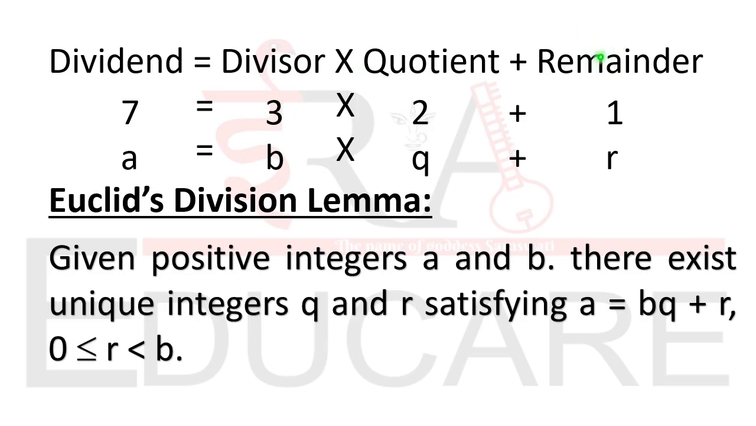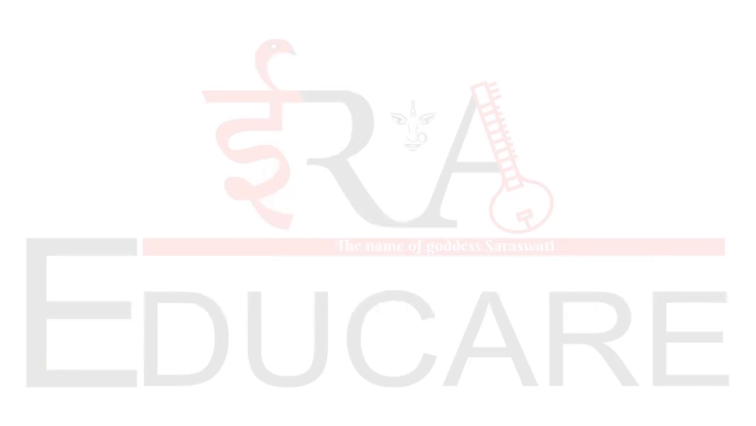If your remainder is greater than the divisor, then automatically you can divide further. Am I right? So here the remainder 1 is always less than your divisor. This is the condition which is already given: R is greater than or equal to 0 and less than B. B stands for divisor, right?